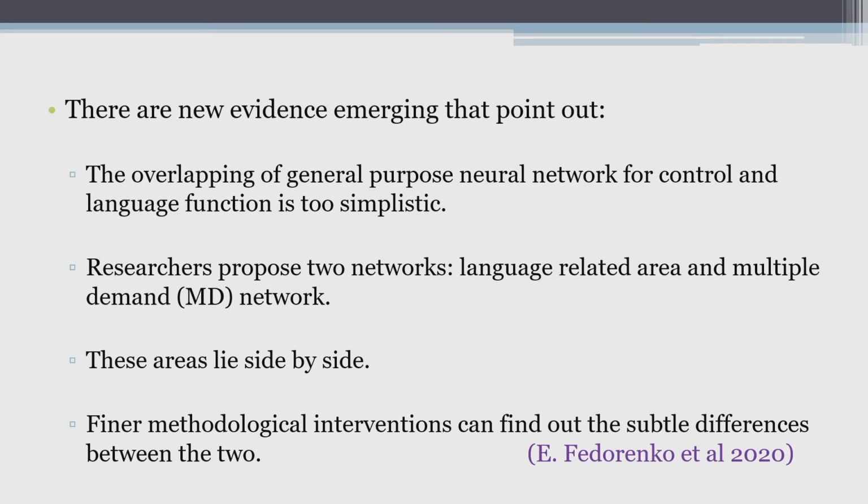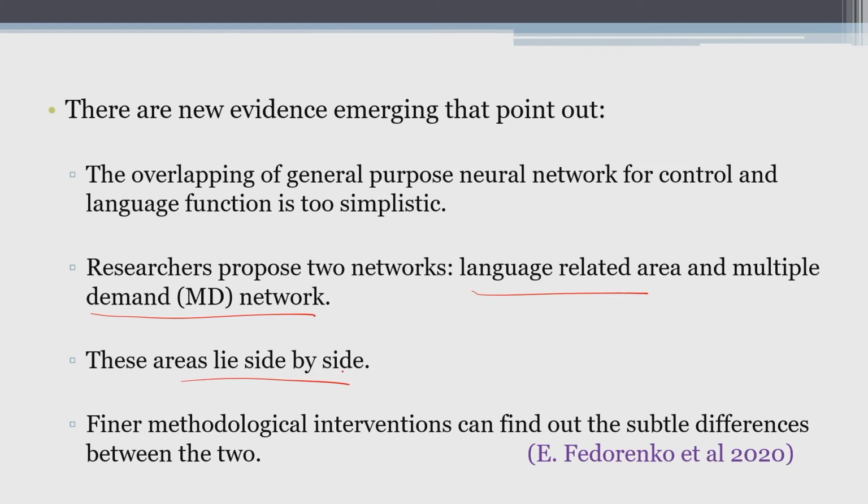They have proposed, as the result of many years of research by these groups, that there are actually two networks in the brain. There is one general area and one language related area. They name them like this: the language network and the multiple demand network. So, there are two networks in the brain that are responsible for different kinds of control mechanisms, and these areas lie side by side.